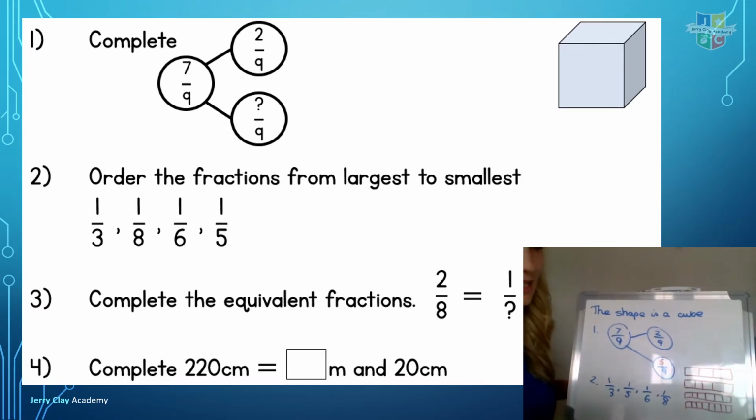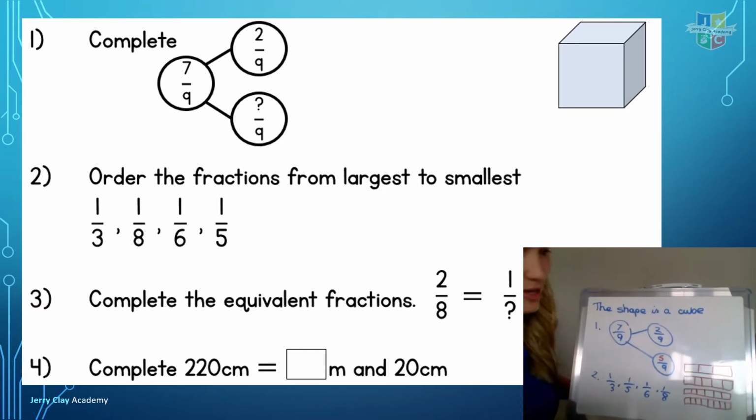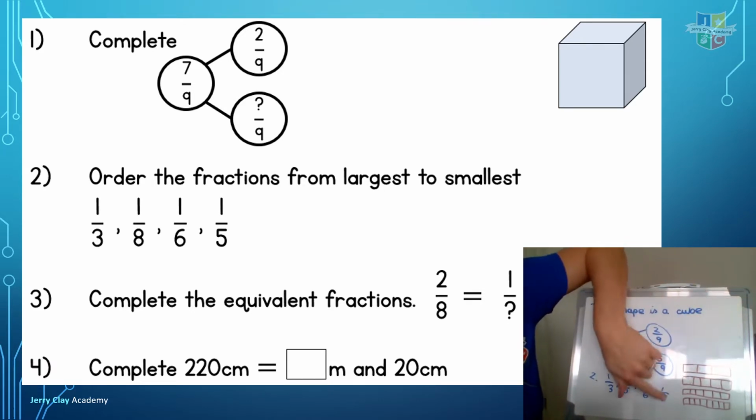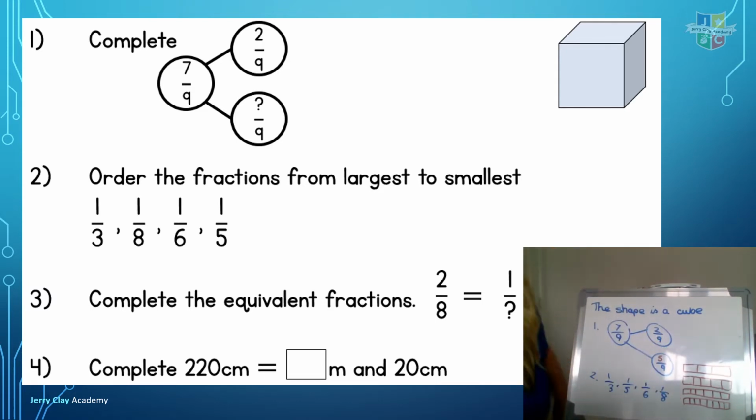Because if we just look at my diagram that I have drawn here, we can see that if we had a bar of chocolate, if we split it into thirds, you would get more chocolate than if you would split it into eighths. If I shade what 1/3 is, 1/5, 1/6, 1/8, you can see that a third you're going to have a bigger piece.